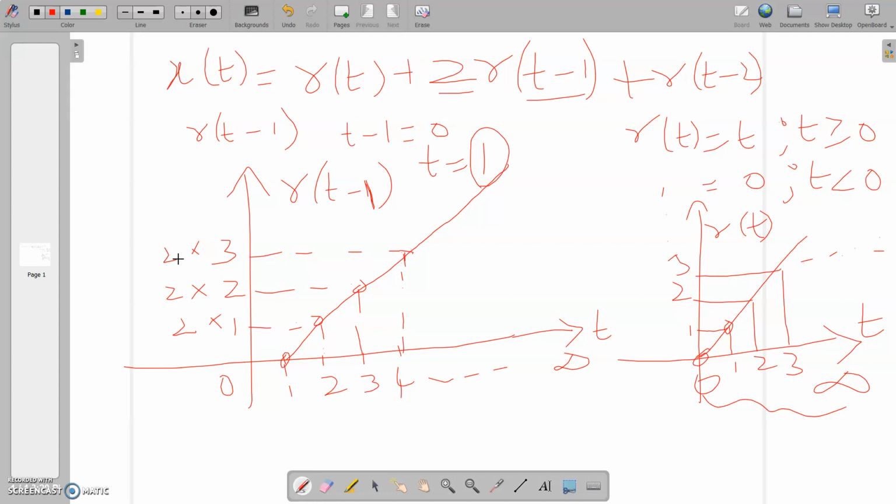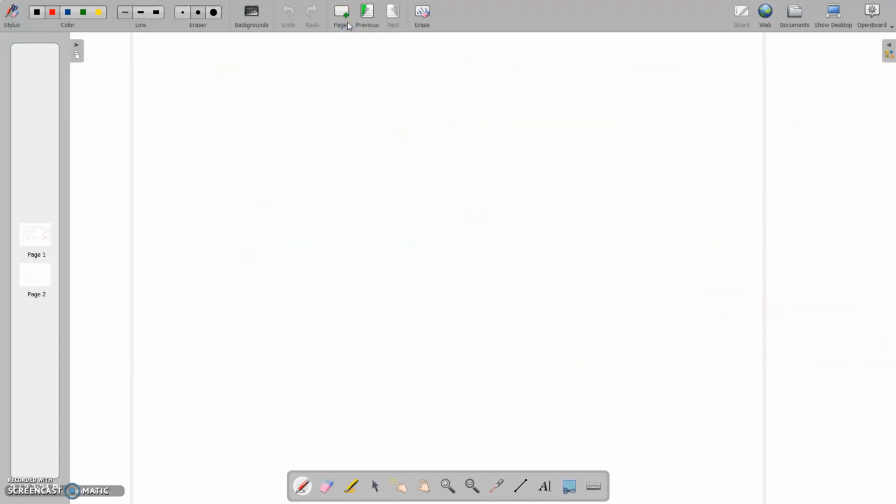So how will your original signal look? Let me draw it here. This is my R of t minus 1. Let me draw your R of t plus 2 into R of t minus 1. So 2 into R of t minus 1.